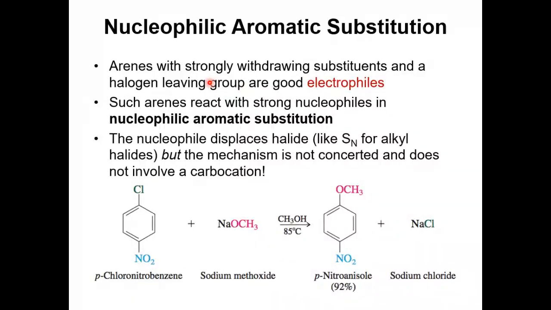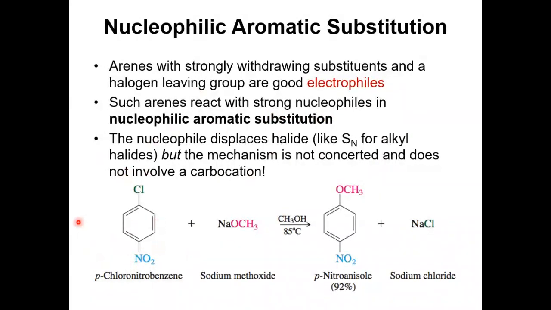So if you have a powerful electron withdrawing group and a halogen leaving group, this kind of aromatic compound can serve as a good electrophile. Those aromatic compounds can react with strong nucleophiles and give you a nucleophilic aromatic substitution product. One of the reactions is illustrated here.